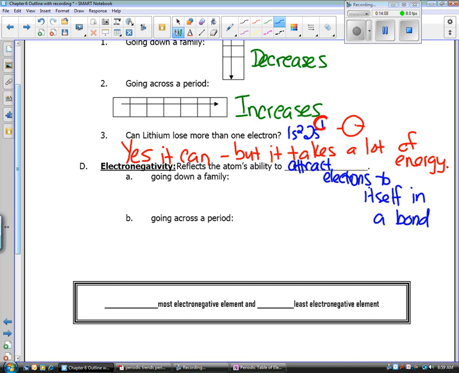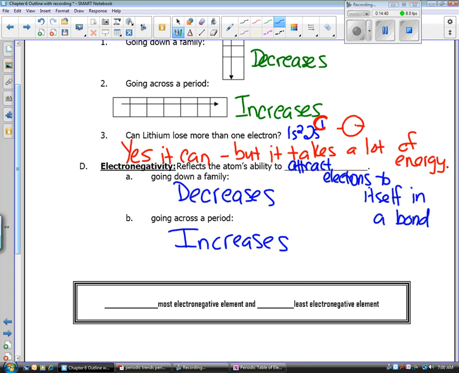So the smaller it is, the easier it's going to be to attract electrons from somebody else to it, because it's going to be close to the outside. Now, the bigger it is, those protons aren't going to be able to attract its own electrons, let alone somebody else's. So it's going to have the same trend as ionization energy. The bigger it is, the less energy it's going to need. So as you go down, it's going to decrease. And as you go across, it's going to increase, because they're going to get smaller. And the smaller it is, the easier it's going to be for the protons to pull in.